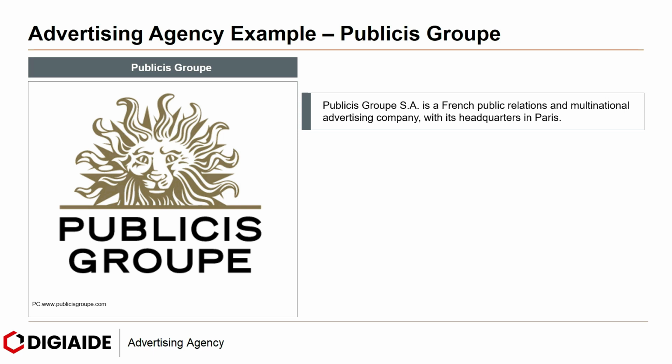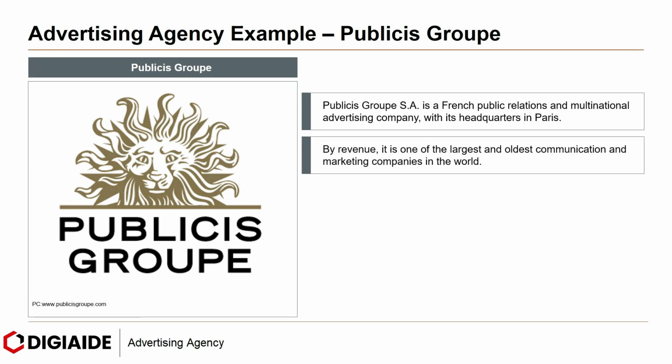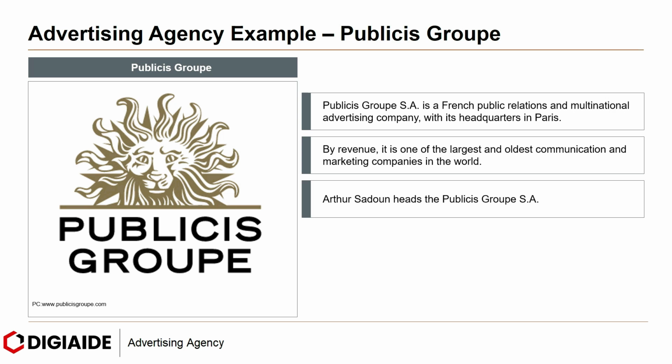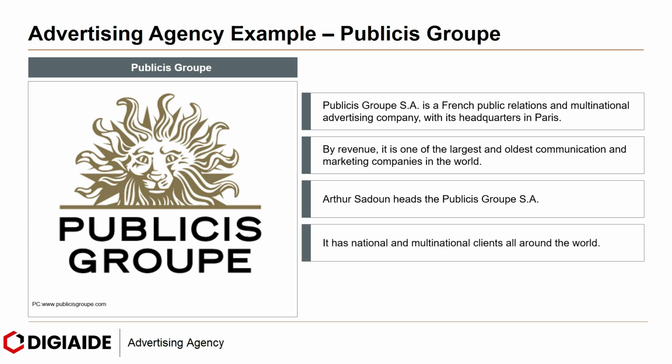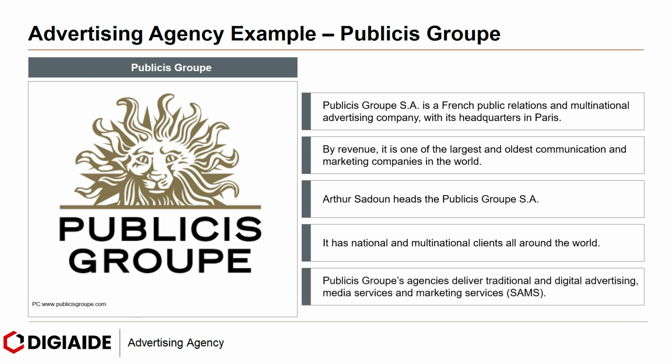Publicis Group is a French public relations and multinational advertising company with its headquarters in Paris. By revenue, it is one of the largest and oldest communication and marketing companies in the world. Arthur Sadoun heads the Publicis Group. It has national and multinational clients all around the world. Publicis Group agencies deliver traditional and digital advertising, media services, and marketing services.